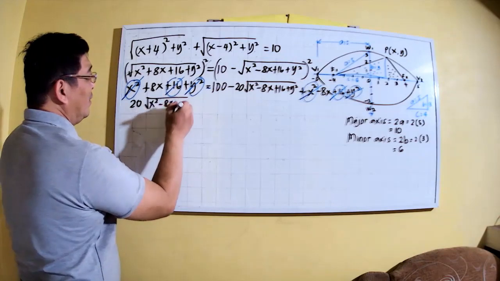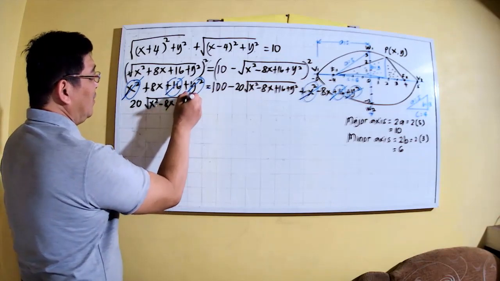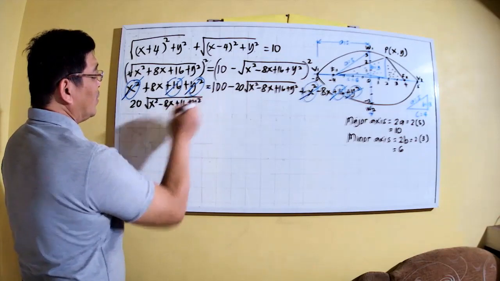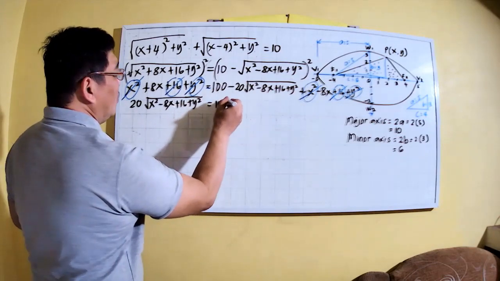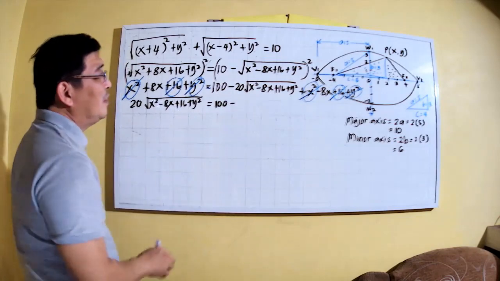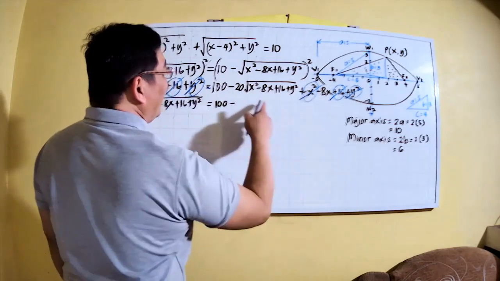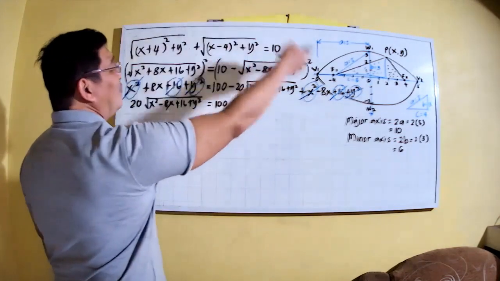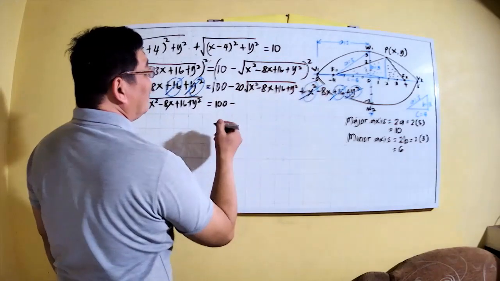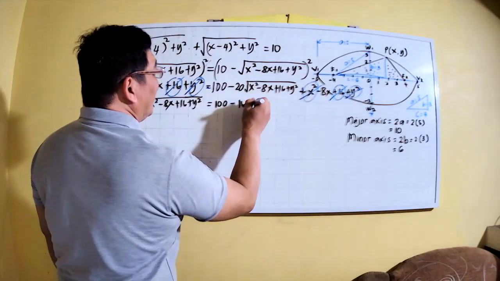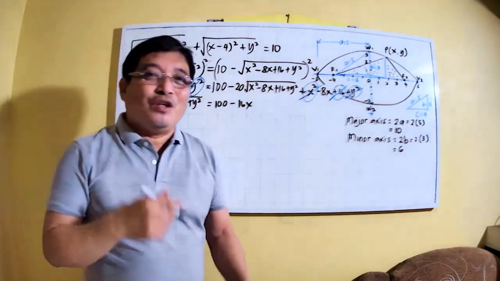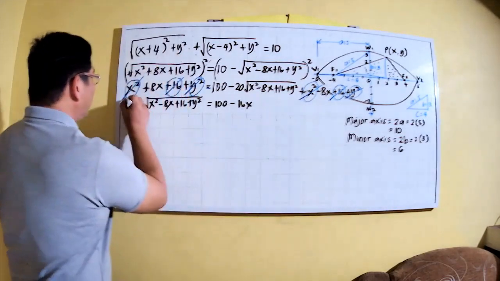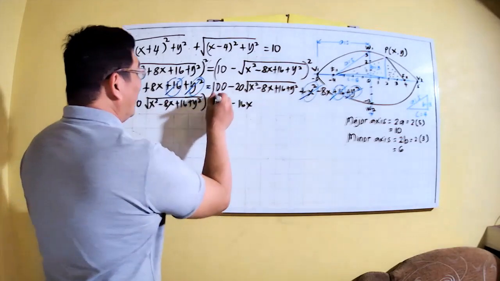Minus 8x plus 16 plus y squared is equal to 100 minus, this is negative 8x, and then transpose this, it becomes negative 8x again. We have negative 16x. So the next step is we're going to square it again to remove the radical sign.